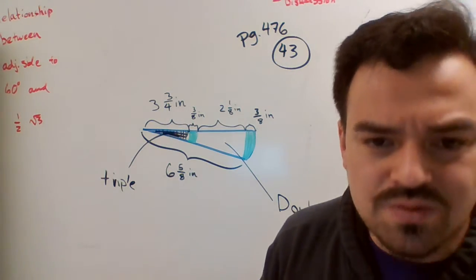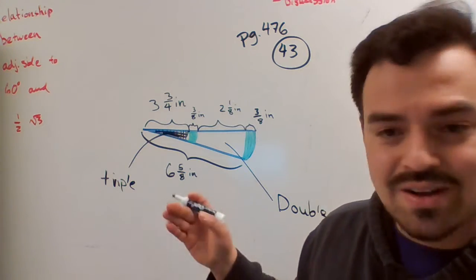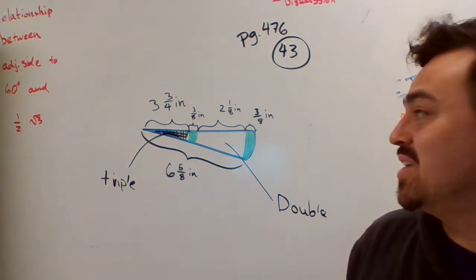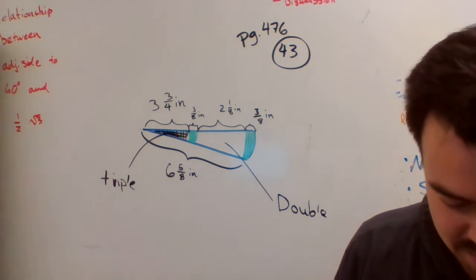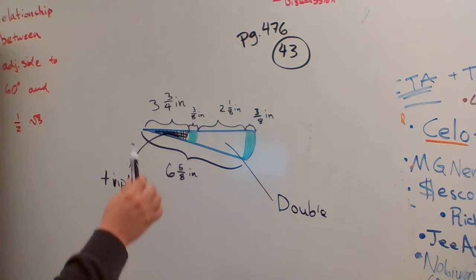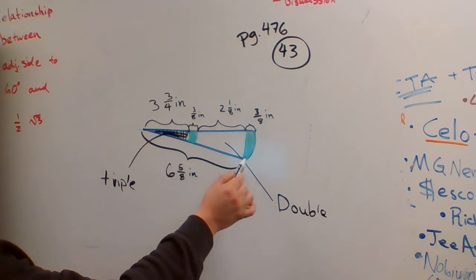The sector is shown. Find the area of the entire sector. Find the area of the double region. And find the area of the triple region. Okay, so we sort of have multiple problems in one. So first off, let's find the area of this sector.